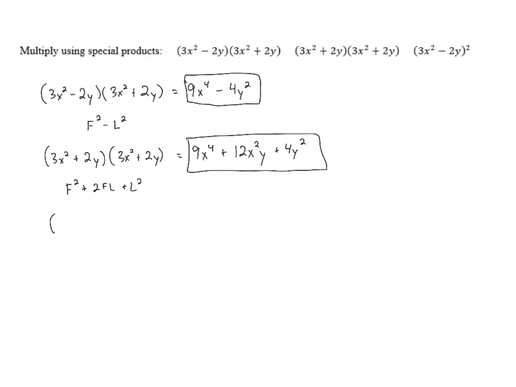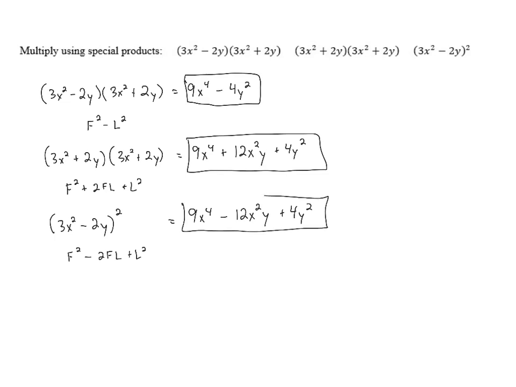The last problem is effectively the same, except they're differences instead of sums. So in this case, we use that third formula, f² − 2fl + l². And in fact, it's going to be exactly the same as the last one. The only difference is instead of plus 2fl, it's minus 2fl. So instead of plus 12x²y, it's going to be a minus 12x²y. So we're going to have 9x⁴ − 12x²y + 4y².